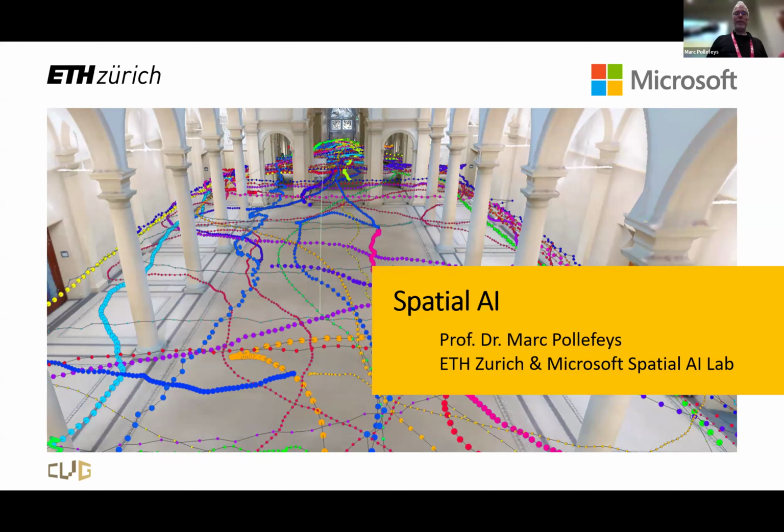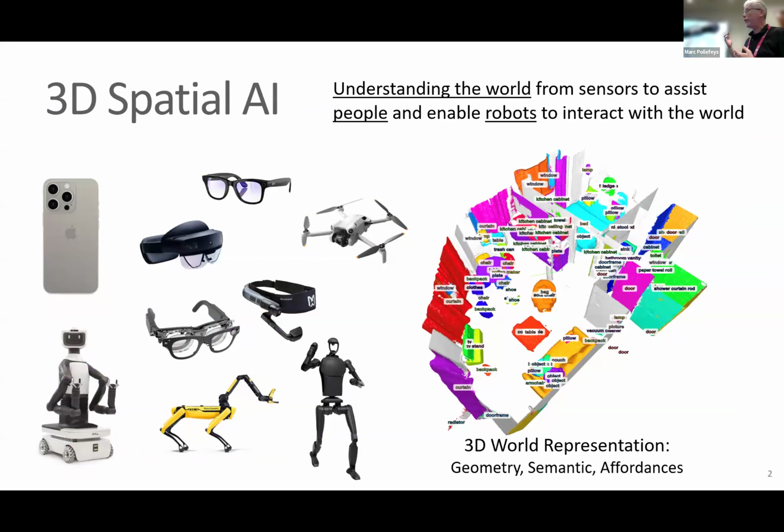So I'll talk about spatial AI in particular. What I mean by this is essentially having methods that help us understand the world from sensors to assist people and enable robots to interact with the world. And so essentially we're thinking of all these types of devices, and for doing this, we need geometry, semantics, and also affordances in the world to be able to interact with it.